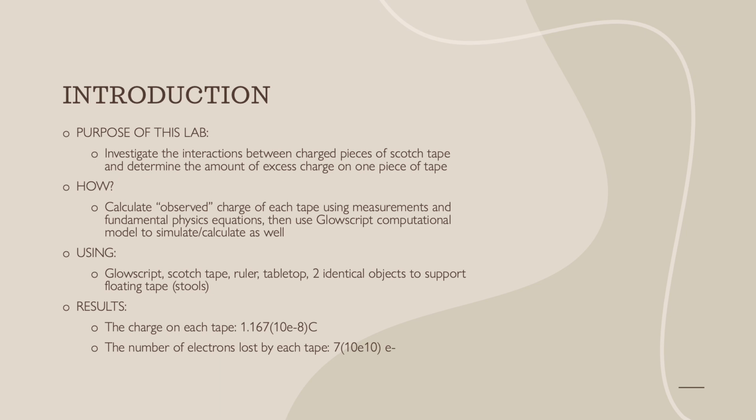So what we used for this lab was GlowScript to do the computational model, and then we also used Scotch tape, a ruler, a tabletop to charge the tape on, which I'll explain later, and then two identical objects to support the floating tape in the second part. And for my group, we used the stools that were in the lab room.